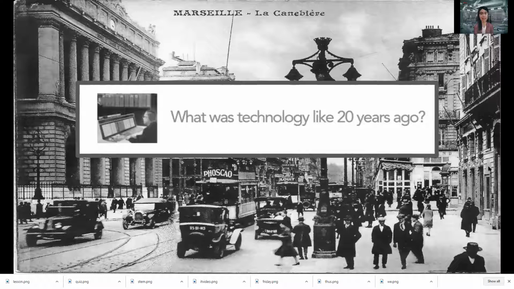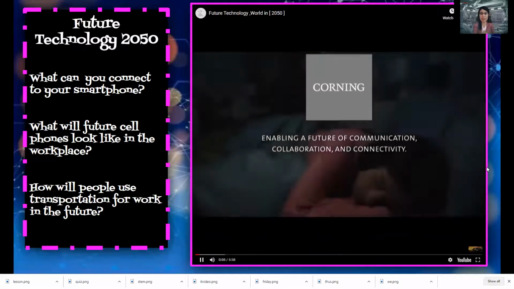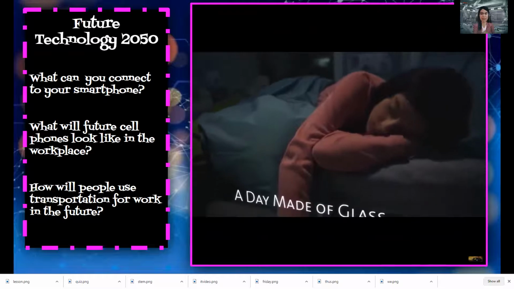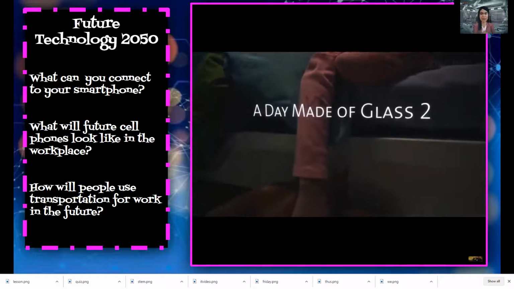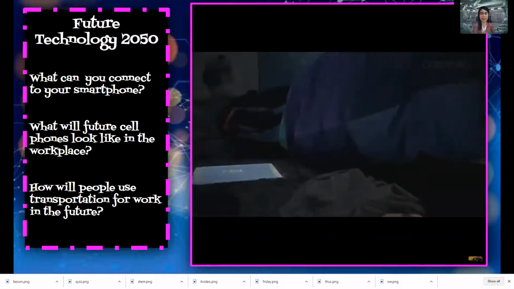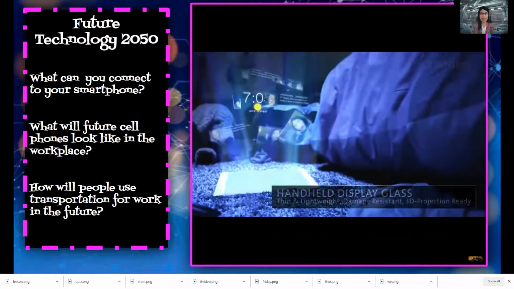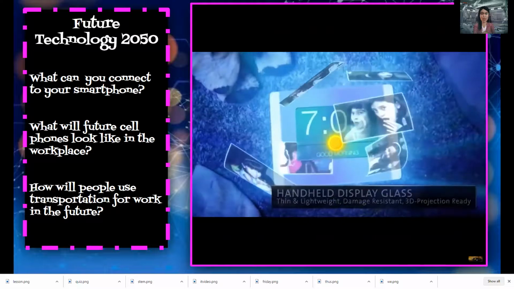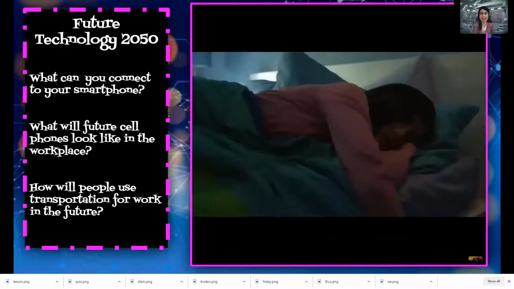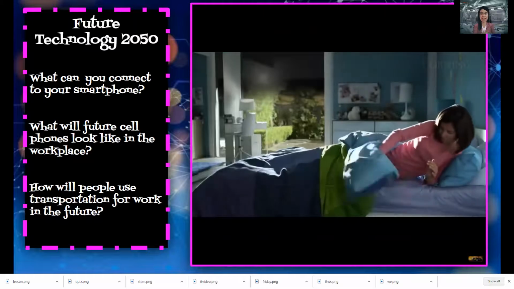What was technology like 20 years ago? Future Technology 2050. What can you connect to your smartphone? What will future cell phones look like in the workplace? How will people use transportation for work in the future?